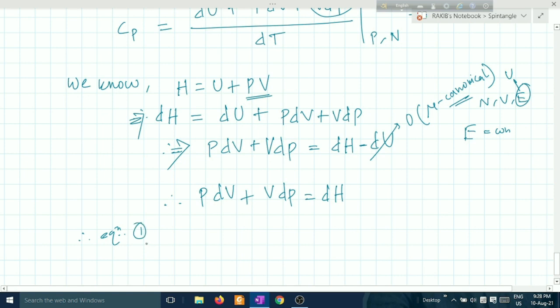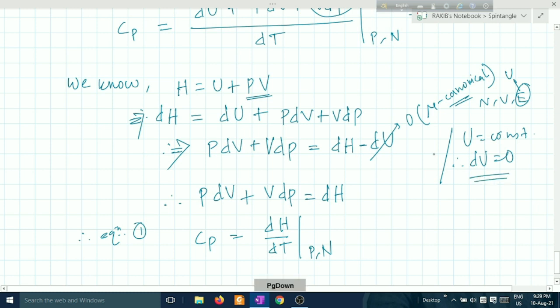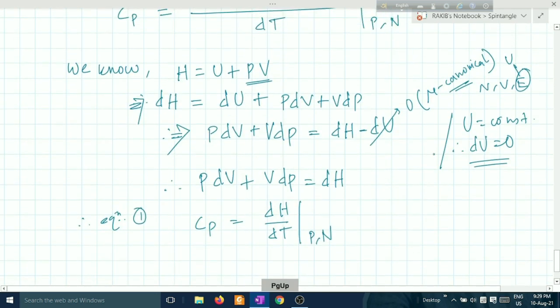Therefore, equation 1 becomes Cp equals dU, sorry, this dU also becomes 0. This becomes dH by dT at P comma N. Here, capital U equals constant for microcanonical ensemble. This means dU becomes 0 in this case. Okay, this is the formula of Cp.